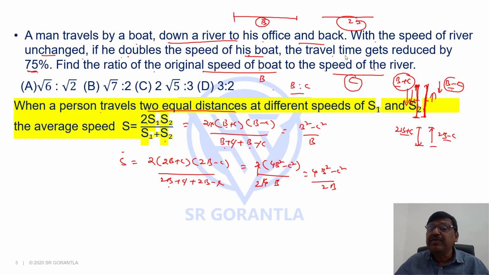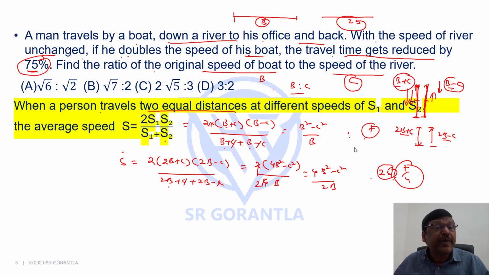But the question says the second time the travel time gets reduced by 75%. Travel time gets reduced by 75% means now the travel time is only 25% of the original travel time. Rather, it is 1/4 of the travel time. If the travel time is t originally, I can say now the travel time is t by 4, because it is reduced by 75%. You know speed and time are in inverse relation. If your speed is more, you will take less time. If your speed is less, you will take more time. Here the time is 1/4 of the original time, which means the speed in the second case is 4 times the speed in the first case.